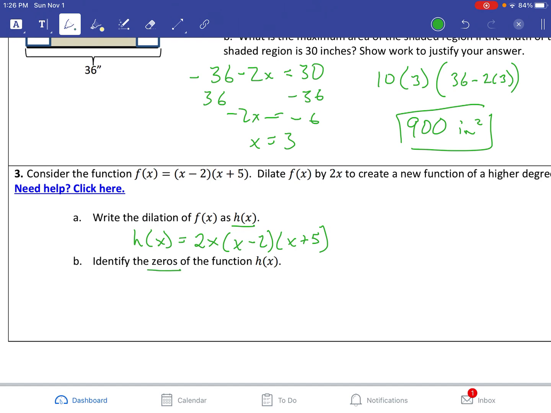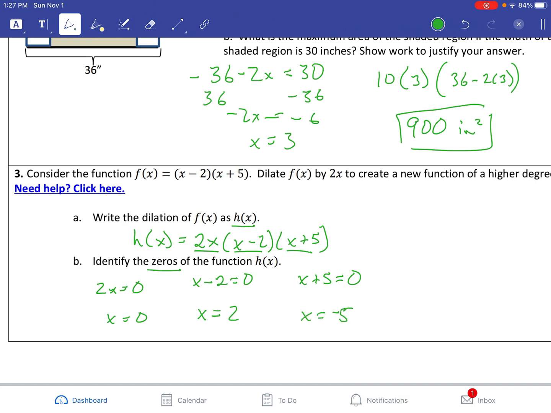So for the zeros, we're going to take each of these expressions in the function, there are 3 of them, and set them all equal to 0. So the first one is going to be x equals 0, since 0 divided by 2 is still 0. The second one is going to be x equals 2, because we're adding 2 to both sides. Last one is going to be x equals negative 5.